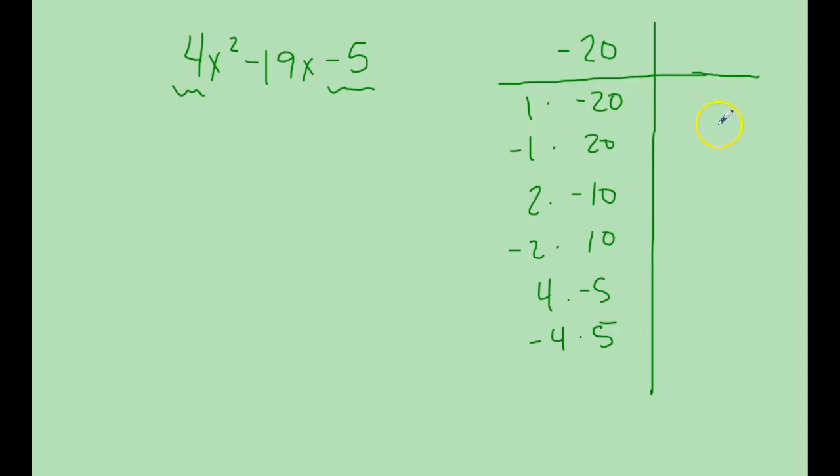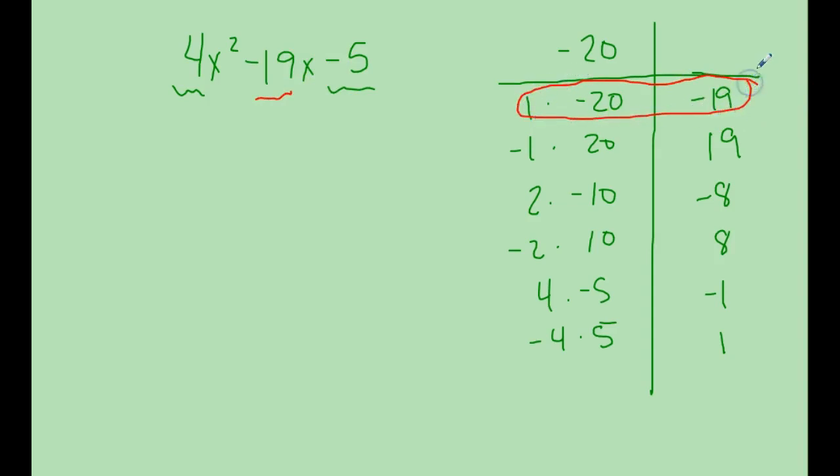Now let's add them just like we have done before. Here I have negative 19, positive 19, negative 8, positive 8, negative 1, and positive 1. Well, I see here that my middle term is negative 19. So let's look at this top row.